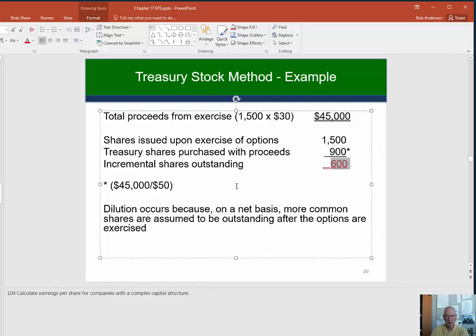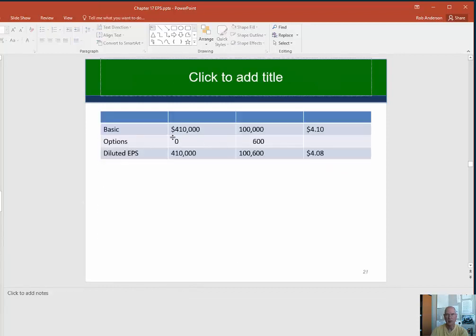Now I'm going to use the basic EPS figures from the previous video, and we're going to do this table format again, and I think you'll see how slick and easy that is. So here is our basic EPS, the 410,000 divided by 100,000 shares, giving us 410. Options, never a numerator effect. So numerator 0, we still are left with 410. We calculated we would have an incremental 600 shares. So we would now have 100,600 shares, giving us a diluted EPS of 408.